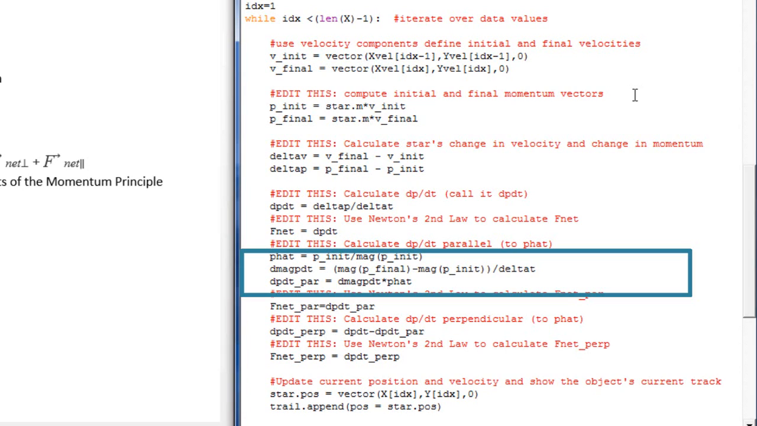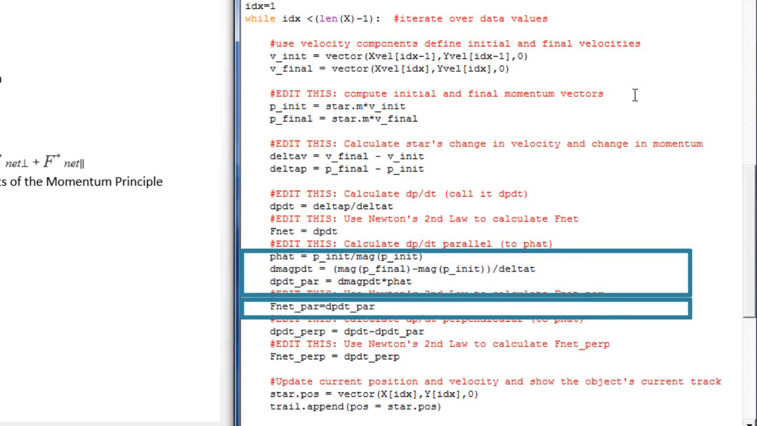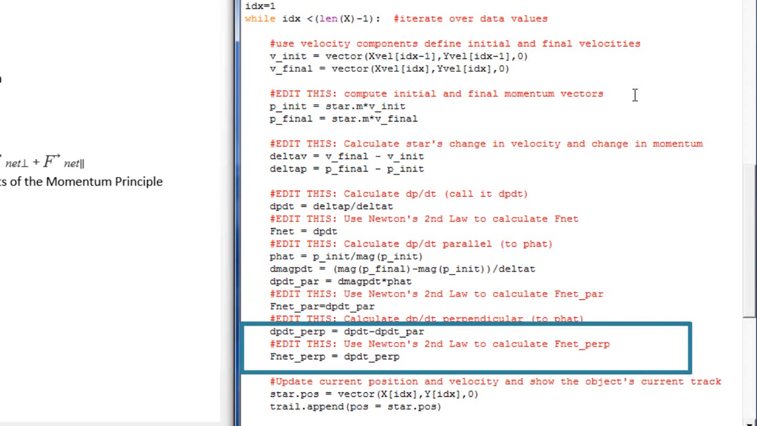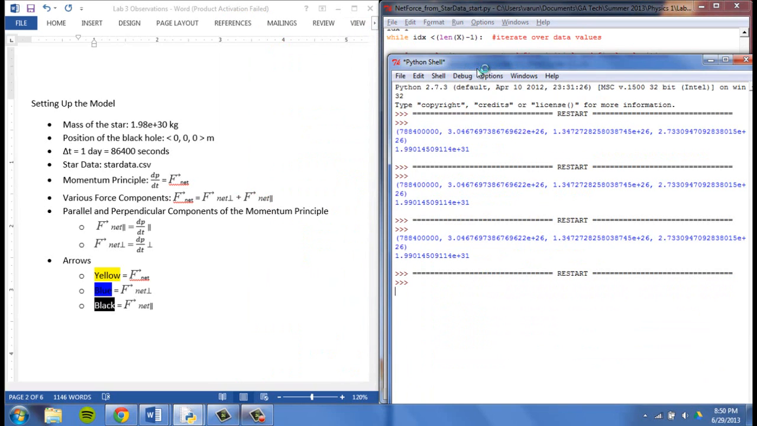And I multiplied that by p hat in order to get the parallel component, which is the same as Fnet parallel. To find the perpendicular component, I do dp/dt minus dp/dt parallel because the parallel and perpendicular components sum together to make dp/dt. And as before, the dp/dt perpendicular is the same as Fnet perpendicular in terms of value because of the momentum principle. Now I'll go ahead and run the code.